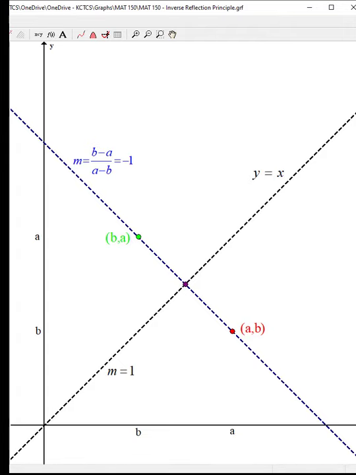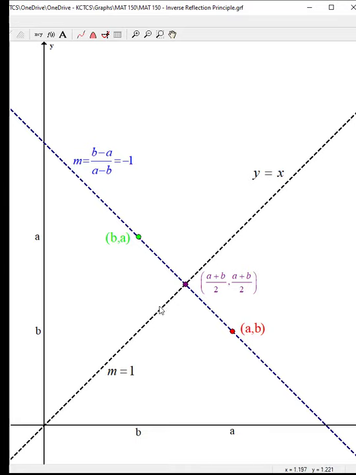Notice that if we find the midpoint of the line segment connecting those two points, which is this purple point right here, well, you recall how to find the midpoint of a line segment. The x-coordinate of the midpoint is the average of the x-coordinates of the two endpoints, which would be (b plus a) over 2. And the y-coordinate of that midpoint is the average of the y-coordinates of the two endpoints, which would be (a plus b) over 2. Okay, notice that when I find that midpoint, the x and y-coordinate are the same value. That means that midpoint falls on the line y equals x.